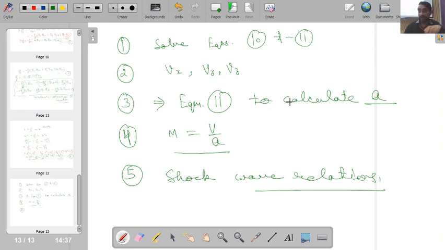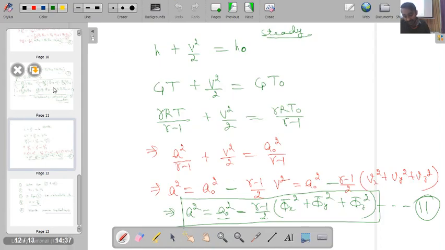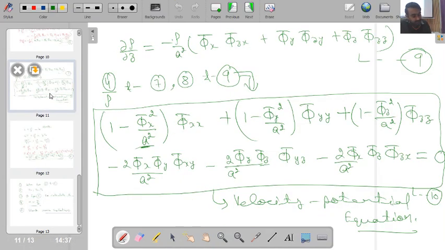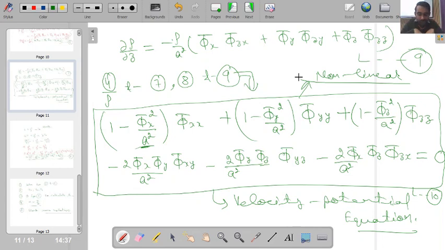But one important point is there, if you see typically the equation number 10, this is nothing but a non-linear equation. Okay, so there are three things now. Due to the non-linear nature of this equation, either we have to solve this equation numerically, using the numerical methods.